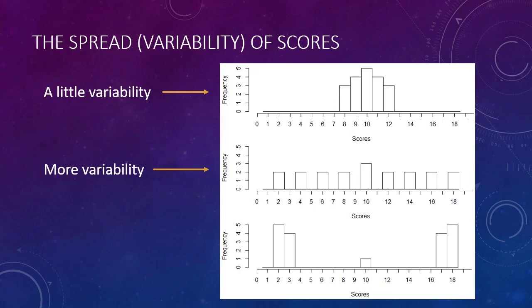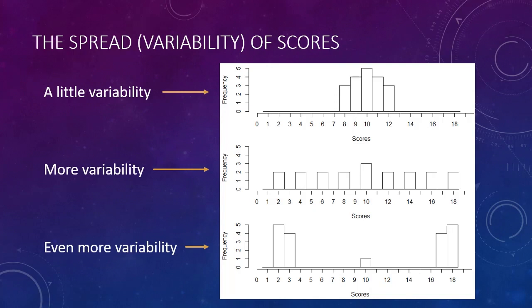In the third example, there's even more variability. The scores here are also spread from 2 to 18, but most scores are near the ends of the distribution. This means that all scores are far away from the middle score of 10, and the scores on the two ends are quite a distance from each other.